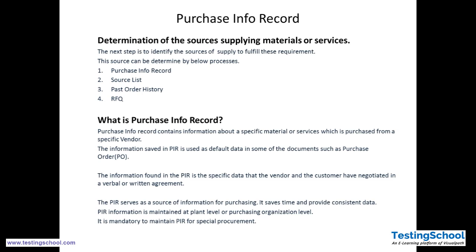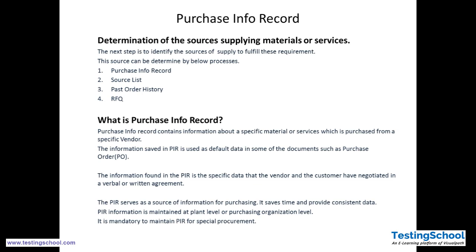The information found in the PIR is specific data that the vendor and the customer have negotiated in a verbal or written agreement. PIR will be maintained only for the vendors with whom we have written confirmation about the material, quality, quantity that they will provide at this specific price. The PIR serves as information for purchasing. It saves time and provides consistent data.